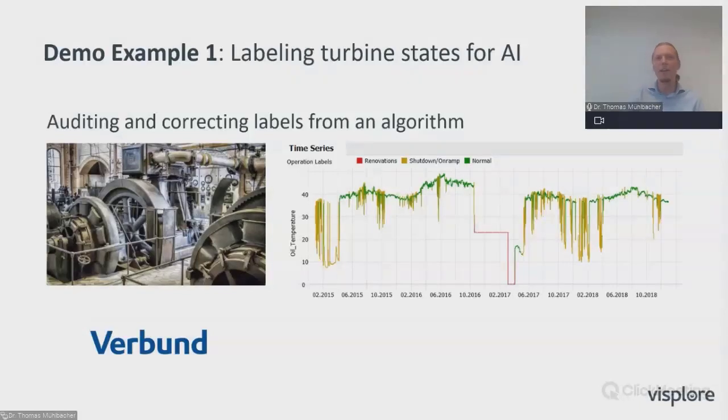To train this AI, we have historical data from the turbine operation, along with labels of the operation states. So here, you see the oil temperature over several years. Green are periods of normal operation, yellow are some shutdowns, and red was a long renovation period.